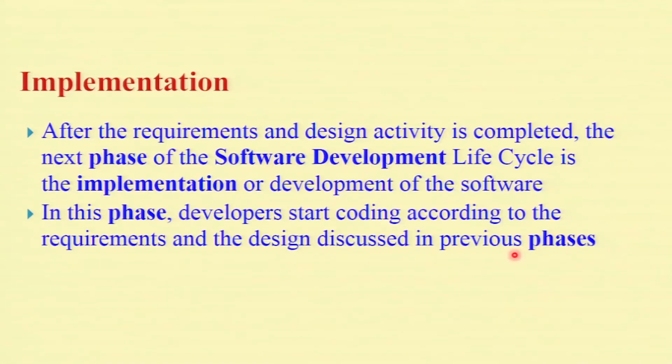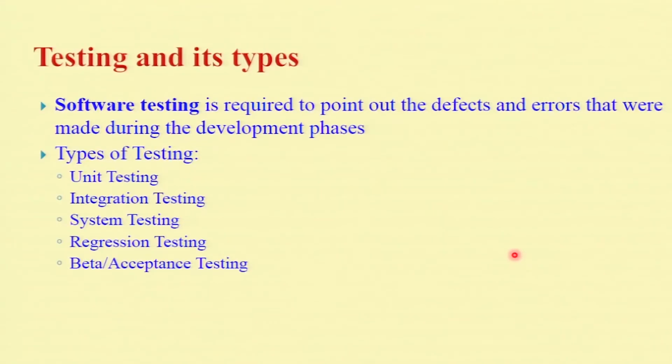Now, after implementation, after you have coded it down and created a feature, we go into the testing phase. What is the testing phase? Software testing is required to point out the defects and errors that were made during the development phases. So, let us see a few types of testing. The testing has been classified into unit testing, integration testing, system testing, regression testing, beta testing and alpha testing, which is also called acceptance testing. Acceptance testing is testing which has been accepted by the customer end. So, I am not giving you an explanation for these kinds of testing over here because you have seen all those things in the earlier sessions.